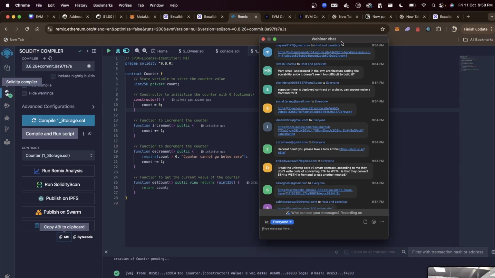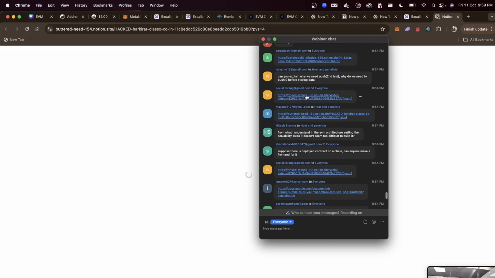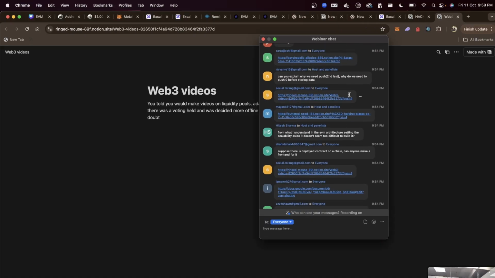Chat. Can you tell me why push second last? Why don't we need push 0 before starting data? Can we tell why we need push second last? Why do we need push 0?